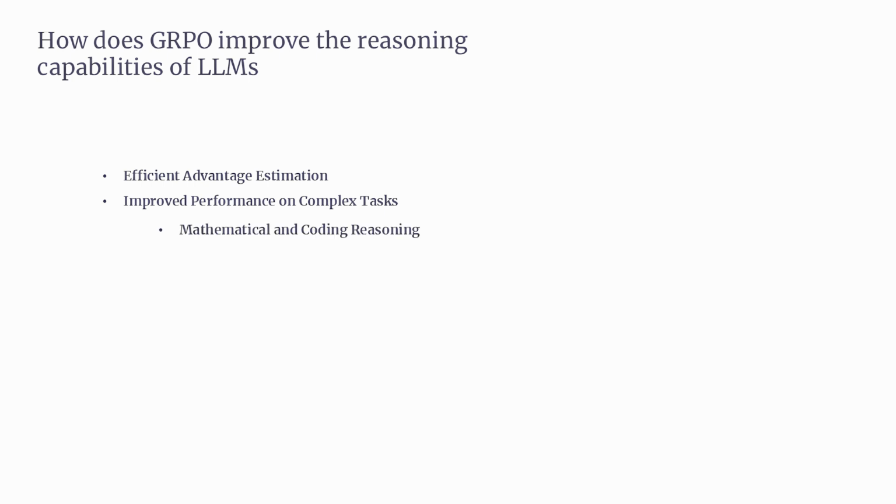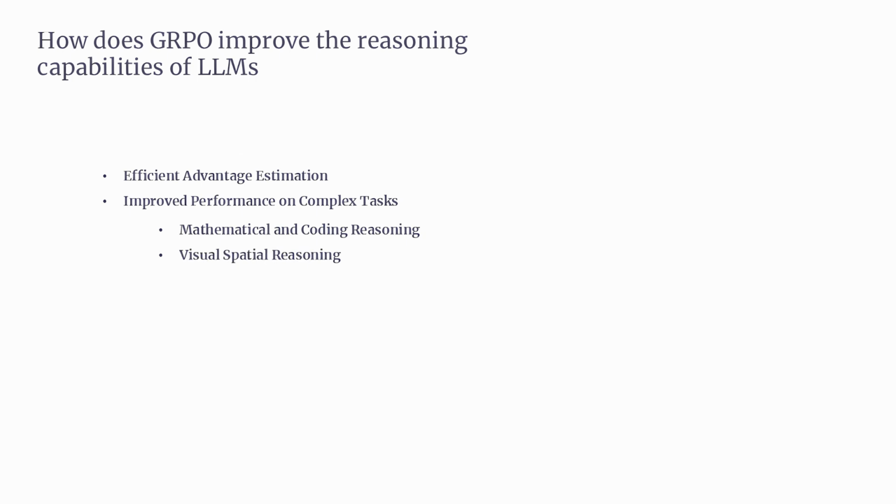1. Mathematical and coding reasoning. GRPO has been shown to significantly improve performance on tasks that require mathematical and coding reasoning. A good example is the DeepSeek R1 model, where GRPO helped boost performance on complex benchmarks like math, problems that require deeper logical and numerical understanding.